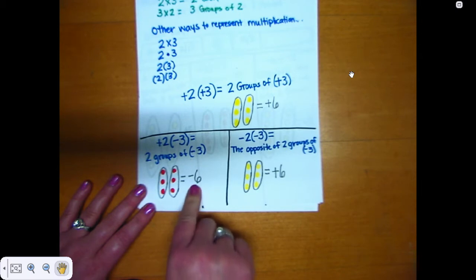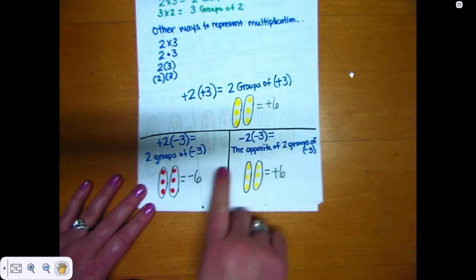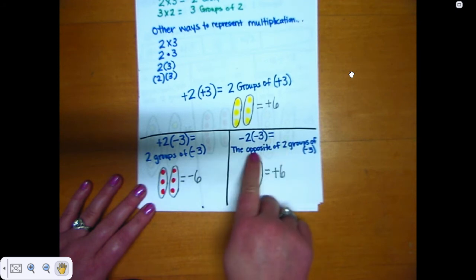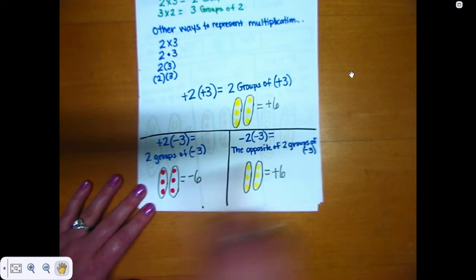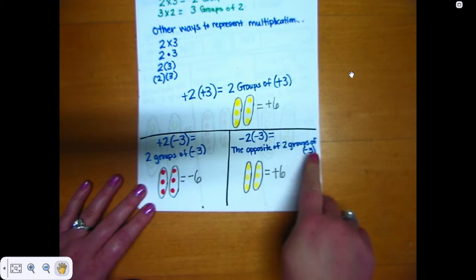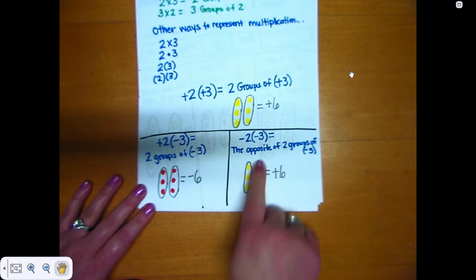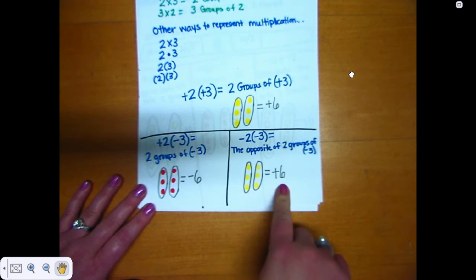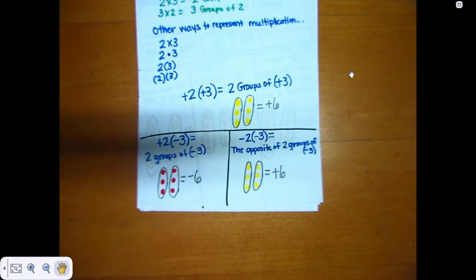the answer negative 6. And then we said negative 2 times negative 3 really means the opposite of two groups of negative 3. So the opposite of negative 3 would be positive 3. So we drew two groups and we put positive 3 in both groups, and we ended up with the answer positive 6.